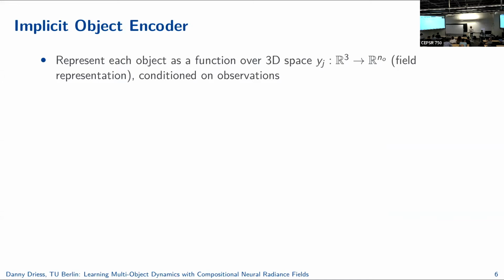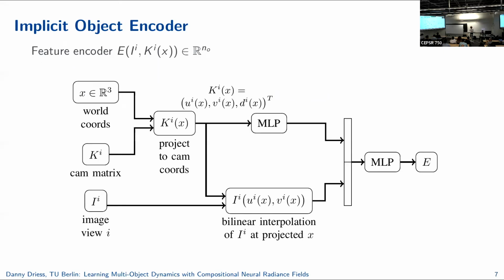Okay, the main idea of this implicit object encoder is to represent each object as a function over 3D space. This function y can be queried at a 3D location in space and outputs a feature, conditioned on the input observations. Given this function that you can query at a 3D location, we turn that into a latent vector through 3D convolutions. I will explain in a second why we are doing this, because it has some advantages. In more detail, we start with the world coordinate x, where we want to query a feature.